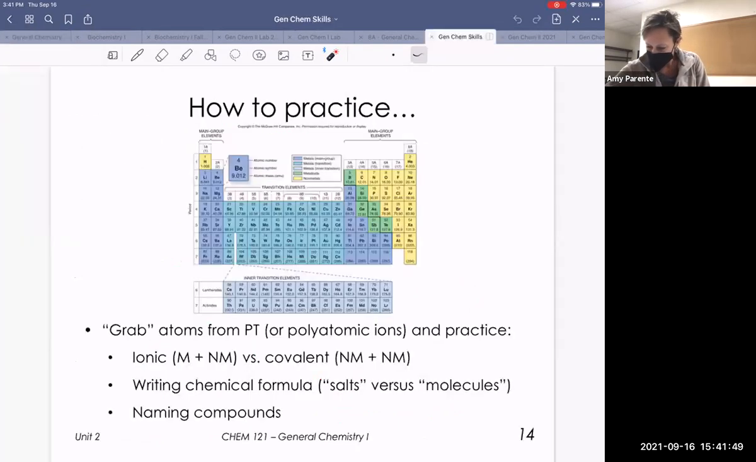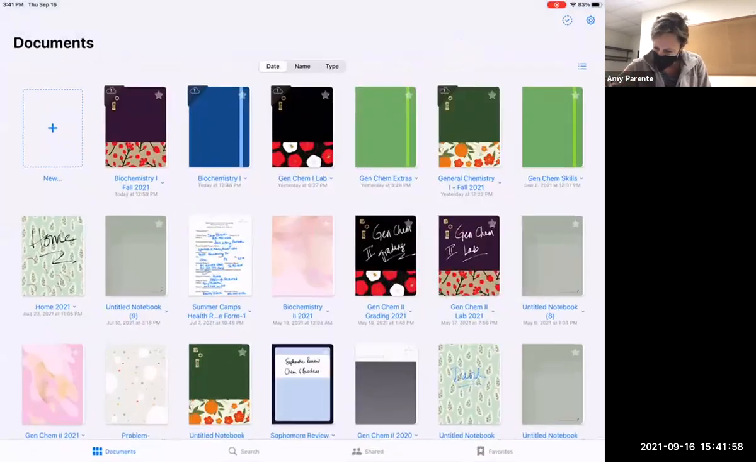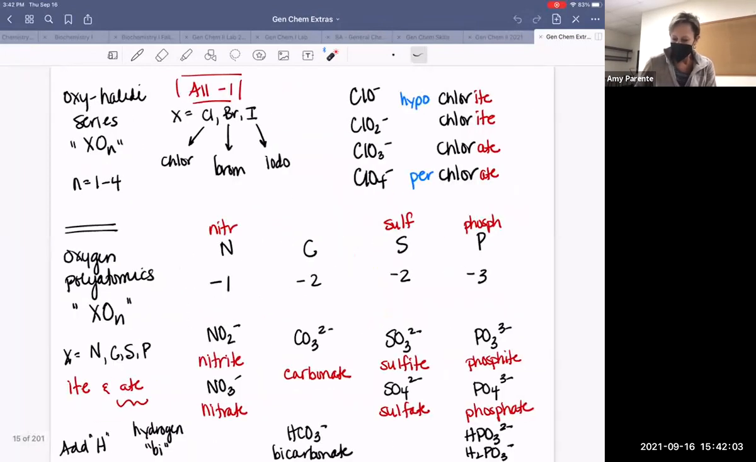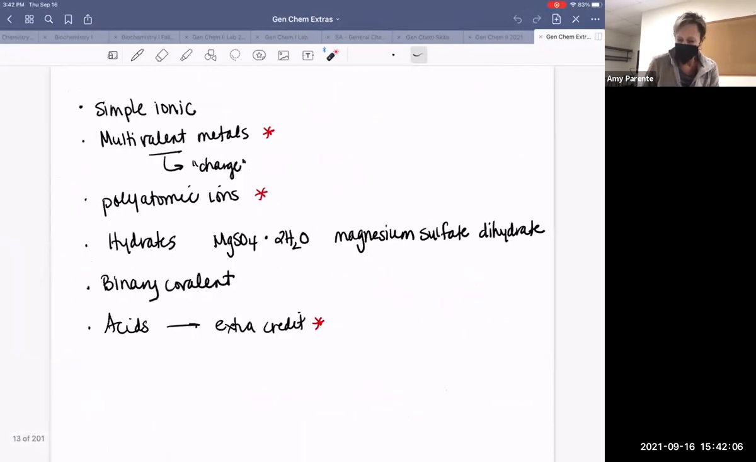I'm going to flip over for a second to a page that we have here. Right here. One of the videos that I have out walks through all the different kinds of possible naming you might see, from simple ionic compounds to multivalent metals to polyatomic ions. We haven't talked about this much, but you might see something that is a hydrate. That's going to have some water molecules with it, and we use Greek prefixes to tell us how many water molecules we have. We haven't really seen ones to practice with, so I wanted to make sure to point that out.